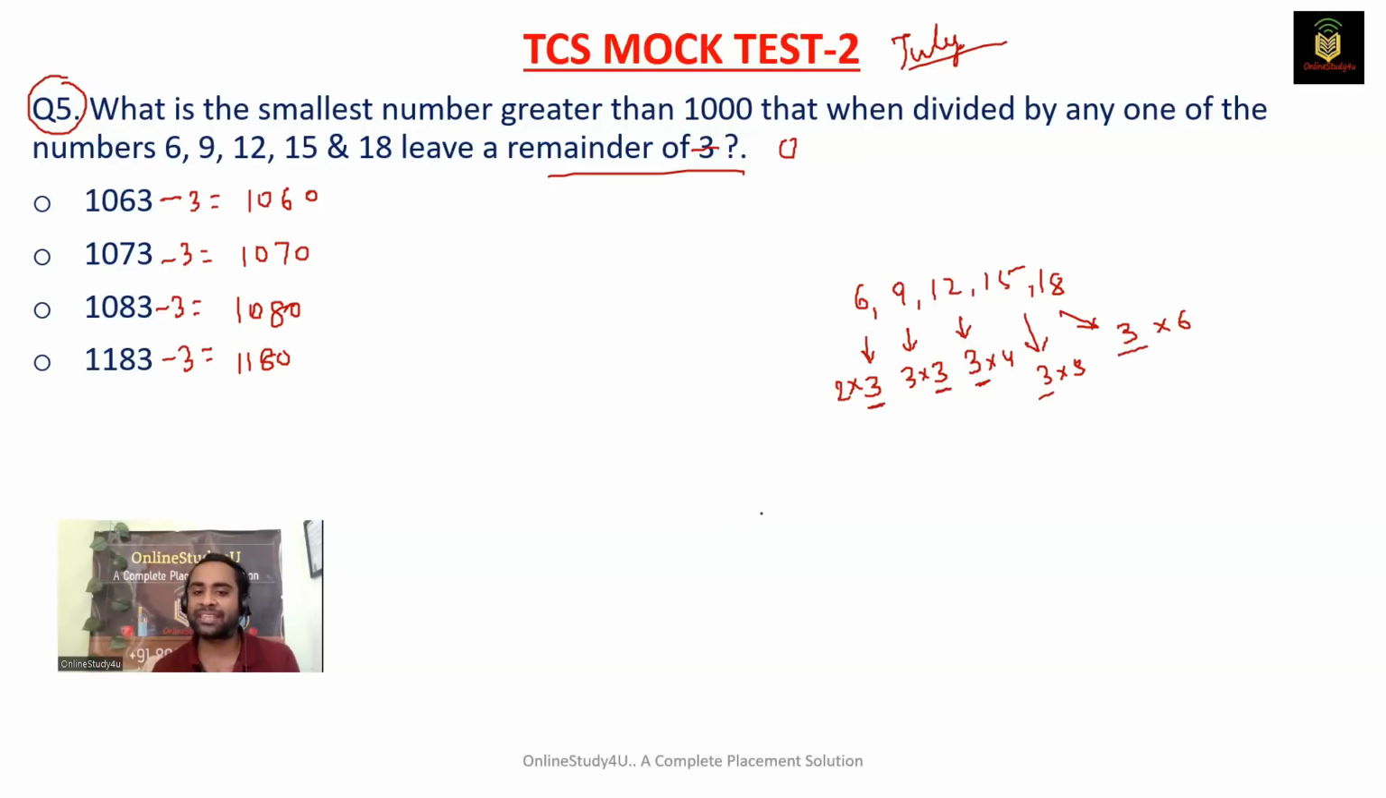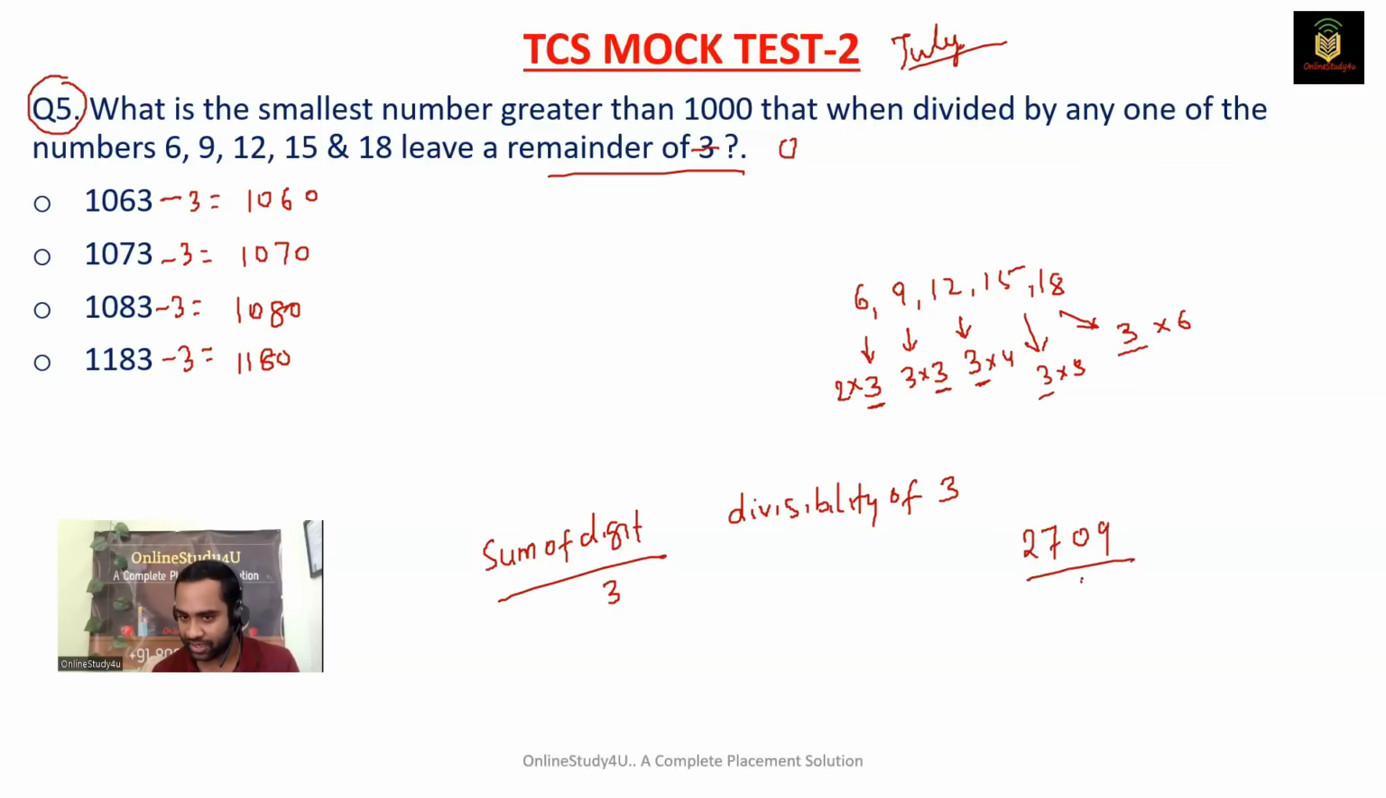Now, what is the divisibility rule of 3? My dear friends, what is the divisibility rule of 3? Everybody will know: the sum of digits should be divisible by 3. Like you take 2709. What is the sum of digits? Is it divisible by 3 or not? Let us calculate the sum. 9, 7, 16, 16 plus 2, 18. If the sum is divisible by 3, the whole number will be divisible by 3.